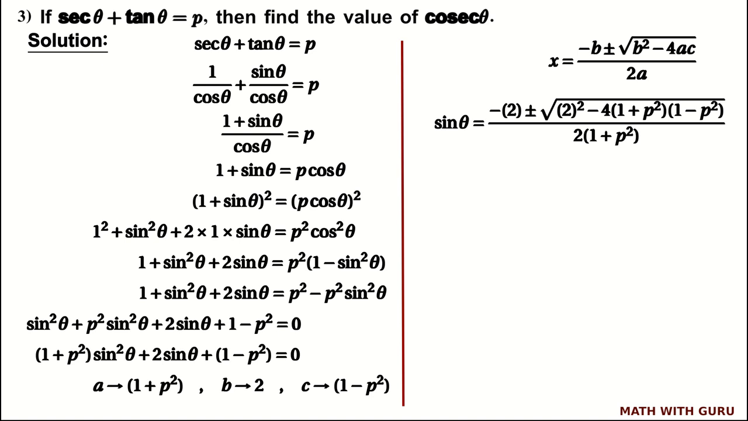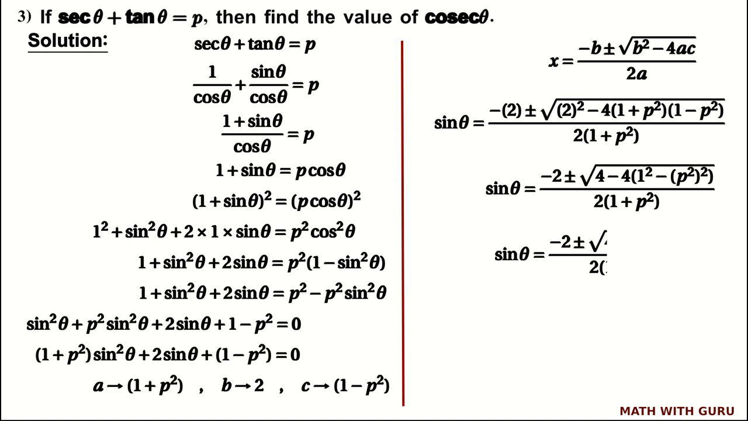Look at this term, 4 into (1 plus p squared) into (1 minus p squared). Here we can multiply 1 plus p squared and 1 minus p squared using the identity (a plus b) into (a minus b) equal to a squared minus b squared. Sin theta equals minus 2 plus or minus root of 4 minus 4 into (1 squared minus (p squared) whole squared), whole divided by 2 into (1 plus p squared).